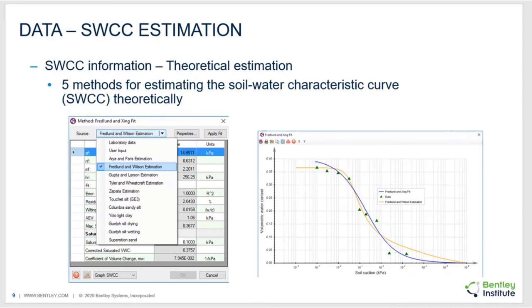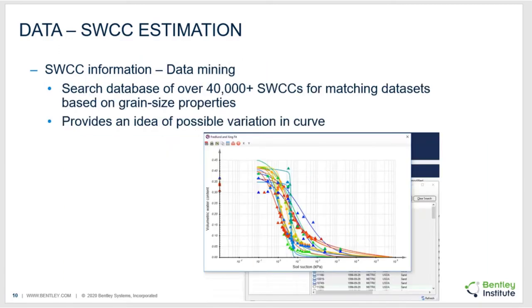There are also five methods available in the software internally for theoretically estimating the soil water characteristic curve based on the sample grain size property and grain size distribution, as shown in the figure. The extensive database included with SOILVISION Soils can be mined for finding similar soils to the grain size properties. This provides the end user with the amount of possible variation in the soil water characteristic curve.